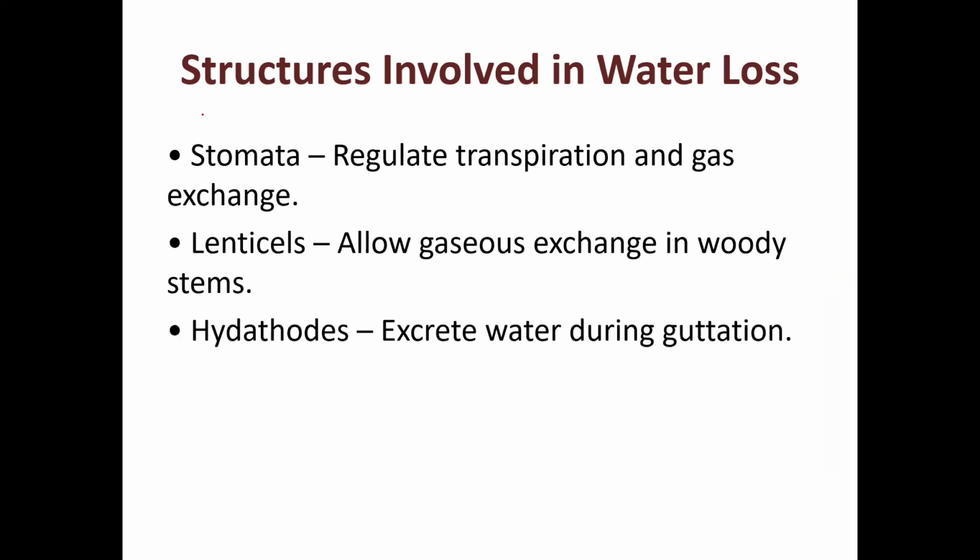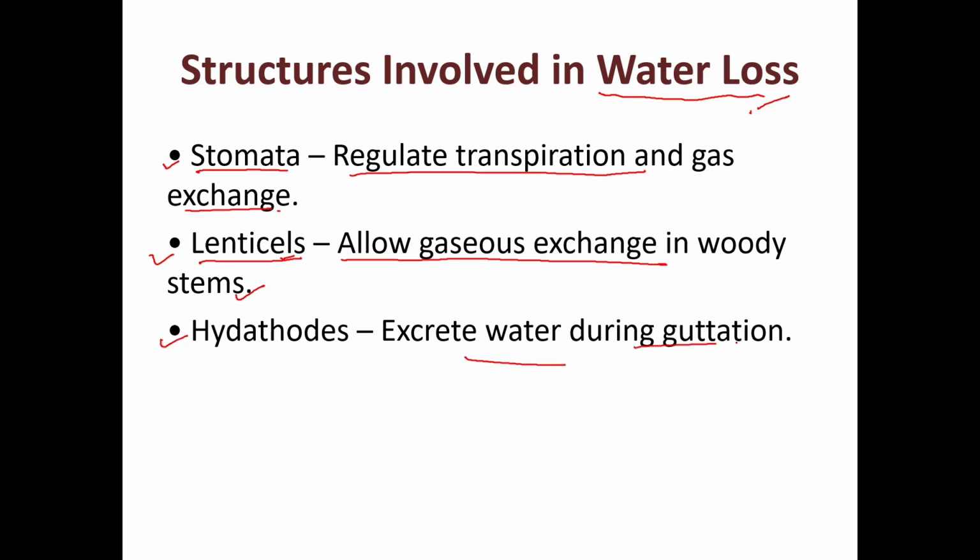Let's study some structures. What are the major structures that play a role in losing water, especially excess water? So, stomata. Stomata is a pore, a kind of structure which helps in gas exchange and transpiration. So it regulates transpiration and gas exchange. Coming to the second structure, lenticels. They are specially found on the stem of a plant. Lenticels allow gaseous exchange, so the stem also performs gaseous exchange, in woody stems basically. Hydathodes excrete water during guttation at night and early morning.